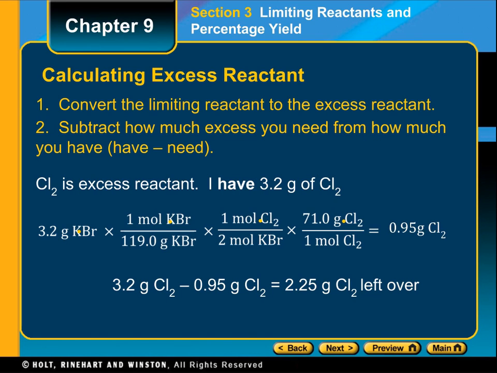So here's the math again. We have 3.2 grams of KBr converts into 0.95 grams of Cl2. What this means is that if we use up all the KBr, we will only use 0.95 grams of Cl2. So we take the 3.2 from the starting problem and subtract the amount that we actually use, and this tells us that we have 2.25 grams of Cl2 left over, and this is how much excess we have in this problem.